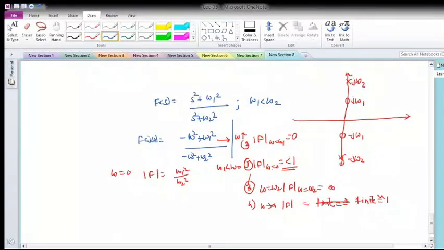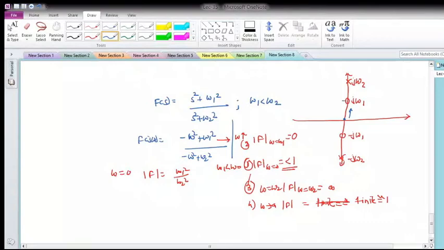At omega equal to 0, what is happening? My magnitude is less than 1, because omega 1 is greater than omega 2. When omega increases, the magnitude will decrease because of these factors.